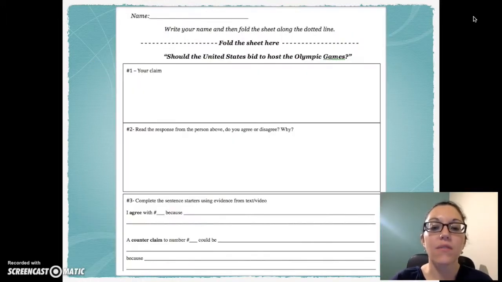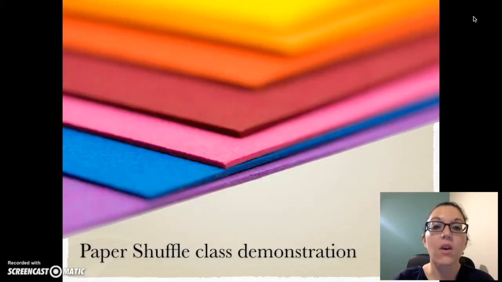This is an example of a student's worksheet from a paper shuffle. During this activity, each box or section will be completed by a different student. We are now going to watch a short video clip of the paper shuffle being demonstrated in a classroom.